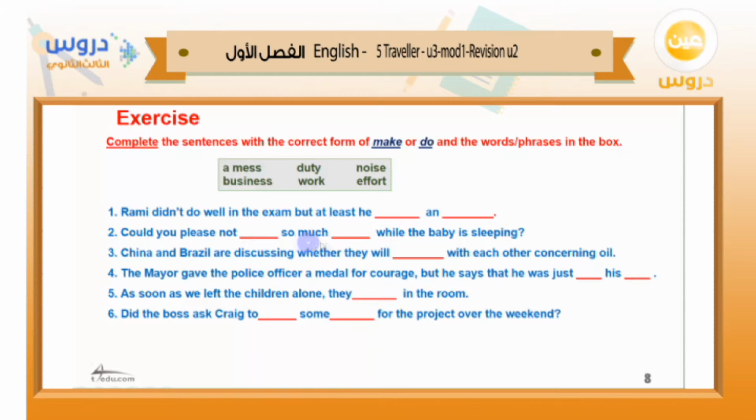Number 2, could you please not so much while the baby is sleeping? China and Brazil are discussing whether they well with each other concerning oil. Number 4, the mayor gave the police officer a medal for courage, but he says that he was just his. And the 5th sentence, as soon as we left the children alone, they in the room. So what is the right word in the right form as well? Did the boss ask Craig to some for the project over the weekend? So don't forget that your job is to complete the sentences with the correct form of make or do and the words and phrases in the box.